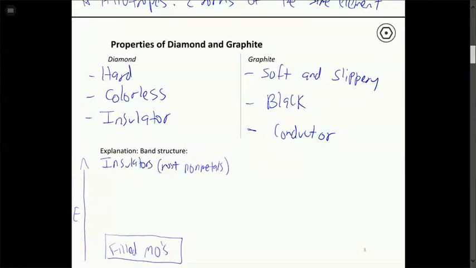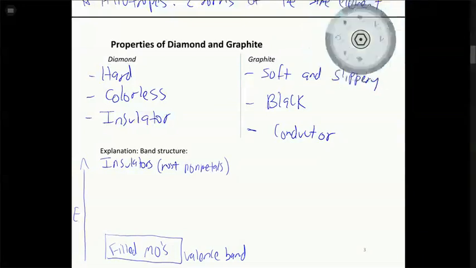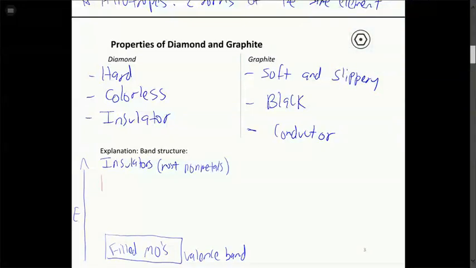Remember, we filled the orbitals lowest to highest. We call these filled orbitals the valence band. That's the name that we give them when we're talking about an extended band structure. And then when we have the antibonding orbitals in an insulator, they're separated by a pretty large energy difference. So you're going to have another band, which I'll show in red here. These are empty molecular orbitals, we call that the conduction band.